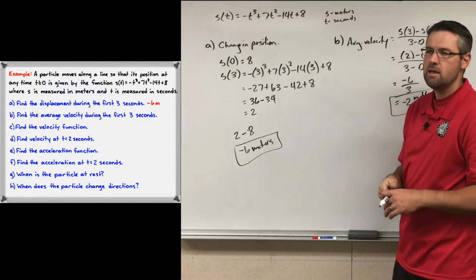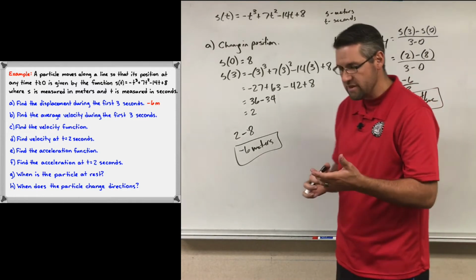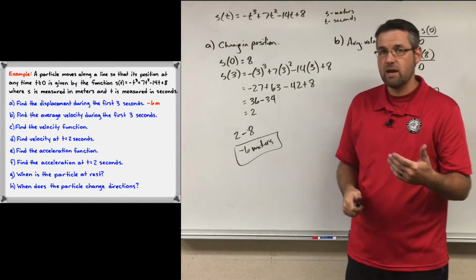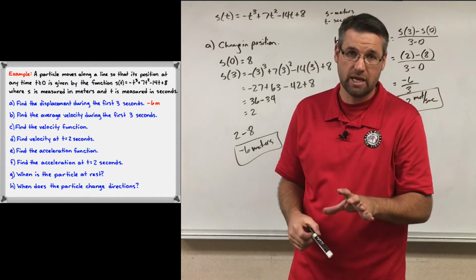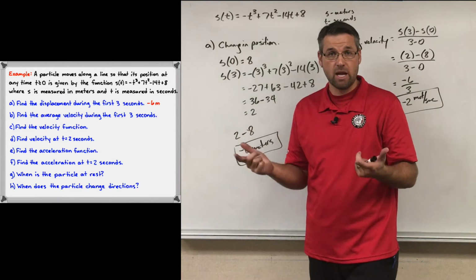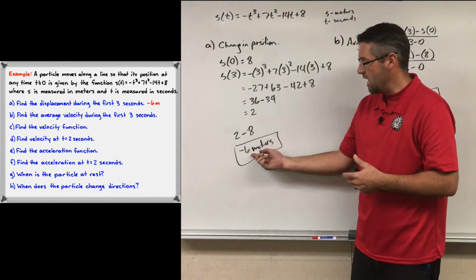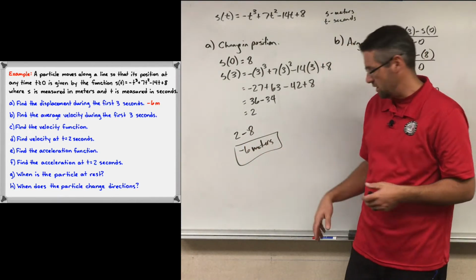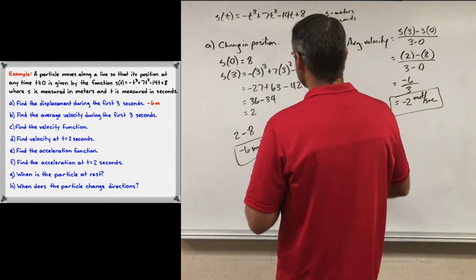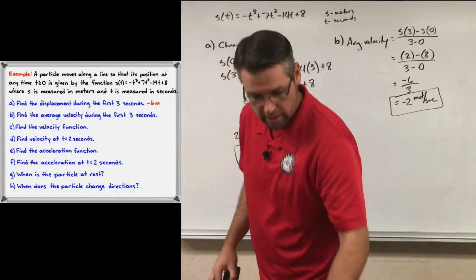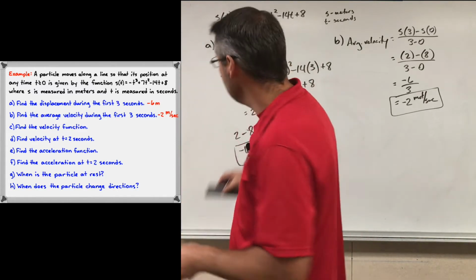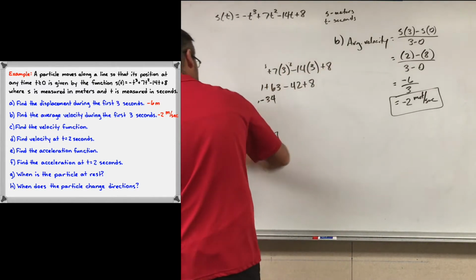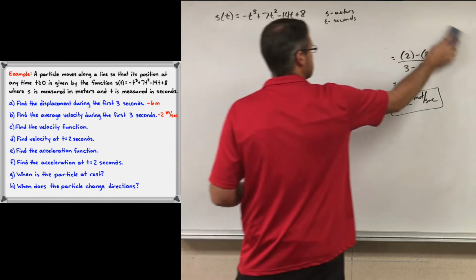What does that mean? That means over that time interval, I'm moving at an average rate of 2 meters per second in the negative direction. And that makes sense because I have a negative displacement. I should have a negative velocity there. All right, so that's A and B. Let me make sure I get that right before I move on to the next one. Negative 2 meters per second. Perfect. Okay.